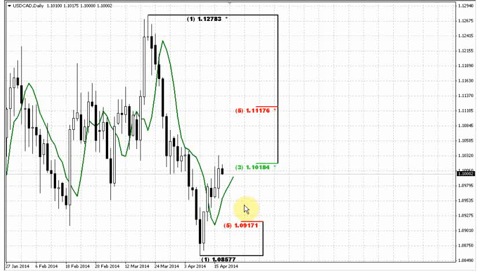So I just would like to say that overall setup on the Canadian is still valid, and with this spike it doesn't mean that market has broken the overall setup. So market still, the bread and butter trade is still in progress. Now let's return to the Great British Pound.